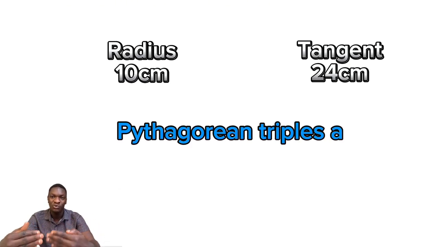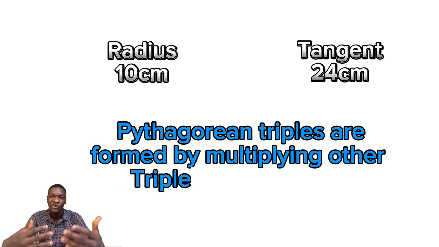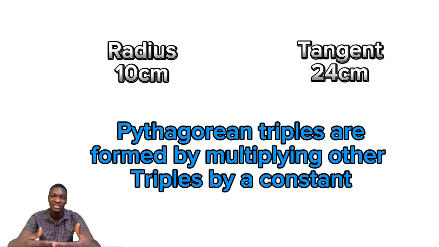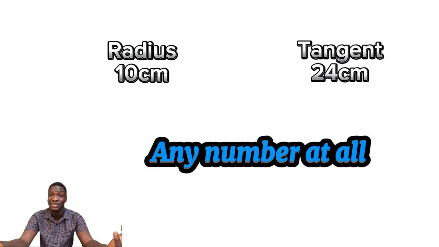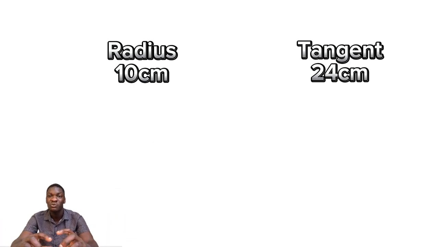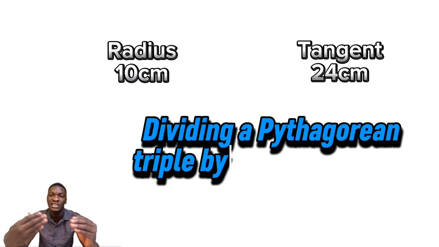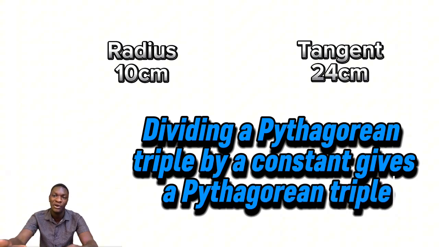Pythagorean triples are formed when you multiply other Pythagorean triples by constant numbers, by 5, 10, 50, 20. It doesn't matter the number you multiply it by. So first you multiply all three numbers by that same number. Then the resultant is also a Pythagorean triple. It means if I divide a Pythagorean triple by a constant number, the result is also a Pythagorean triple.